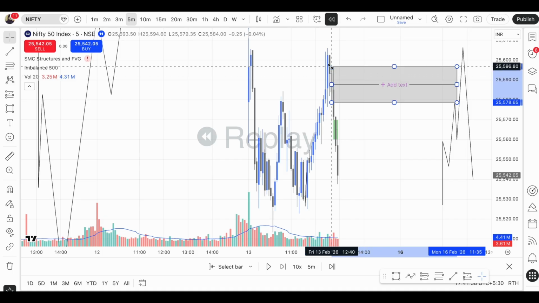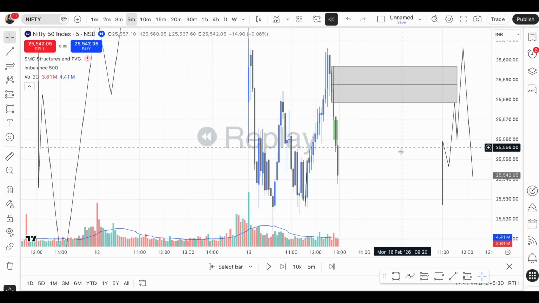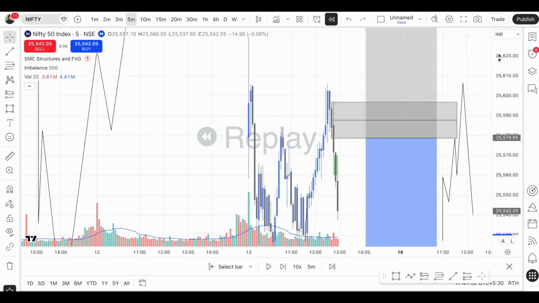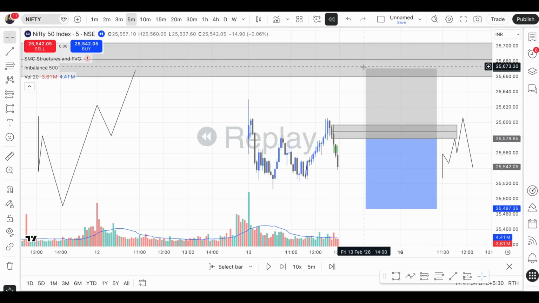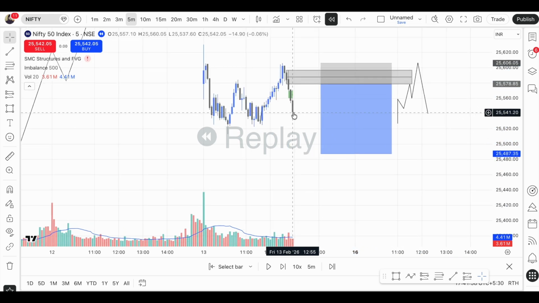What is our stop loss going to be? Our stop loss is going to be the swing point high. This is a swing point high where the sellers initially entered. So what is going to be our trade plan? The trade plan will be as simple as this. When the market retraces back here, we can plan a short position, keeping the swing point as our stop loss, and target 100 points.